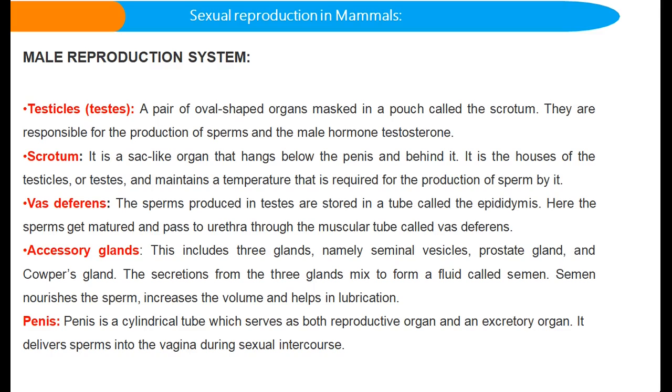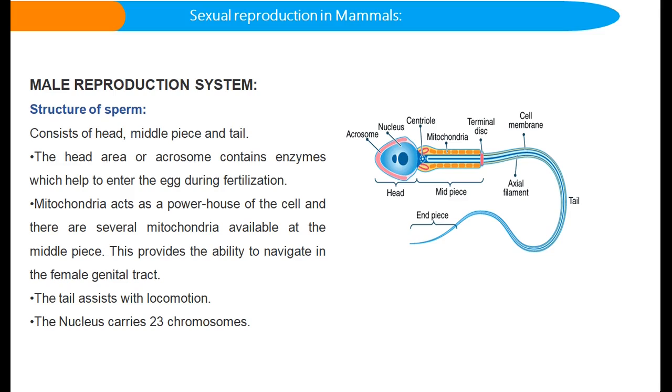Penis. Penis is the cylindrical tube which serves as a reproductive organ and excretory organ. It serves two functions, reproductive organ and excretory organ, because it excretes urine and at the same time it helps in reproduction. It delivers sperms into the vagina. The main function of the penis is to deliver the sperms into the vagina during sexual intercourse.